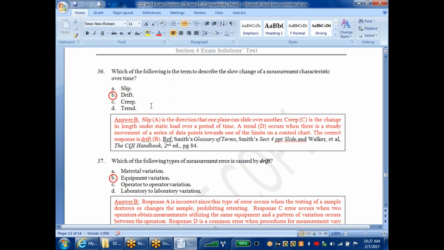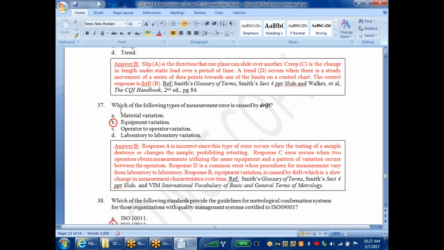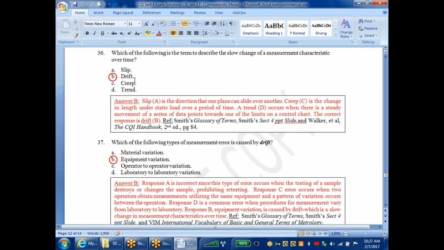36, which of the following is the term to describe the slow change over time of a measurement characteristic? That's just a definition, really, of drift, a slow change over time. So just a definition. 37 is also about drift. Again, a little bit just like 36, but it changes it around. So one, the answer is drift. The other one, we're asking you about drift.